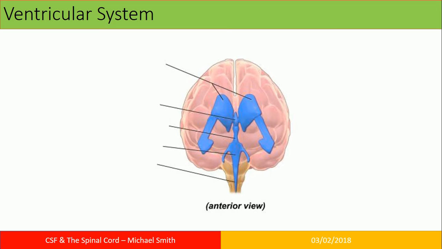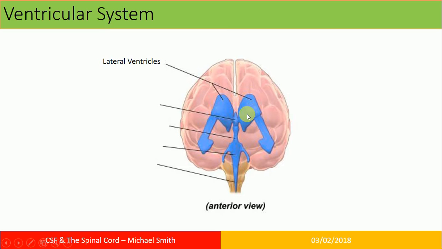So firstly we have here our lateral ventricles. The lateral ventricles have an anterior horn, an occipital horn which sits posteriorly, and then this is the main body of the lateral ventricle. And then in the temporal lobe we have our temporal horn which comes down here.